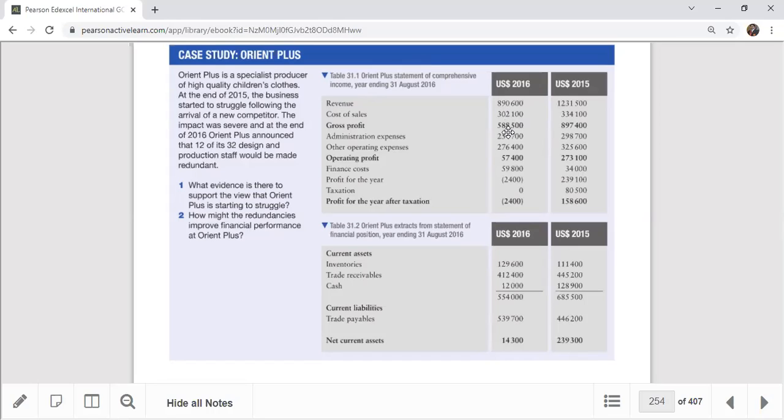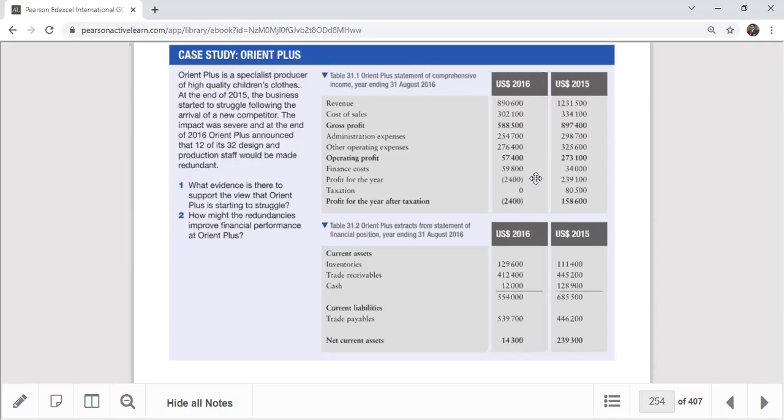And cost of sales has gone down. That is not that significant, because if revenue goes down, cost of sales also goes down. Gross profit has gone down from 897,000 to 588,000, almost a 300,000 difference. Administration expenses have gone down, I think due to cost control. Other operating expenses have gone down. Operating profit has significantly gone down, from 273,000 to 57,000, more than a 200,000 US dollar decrease.